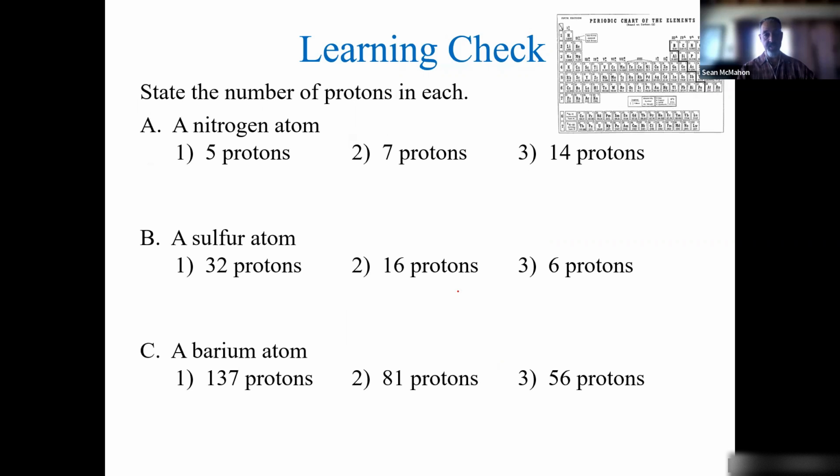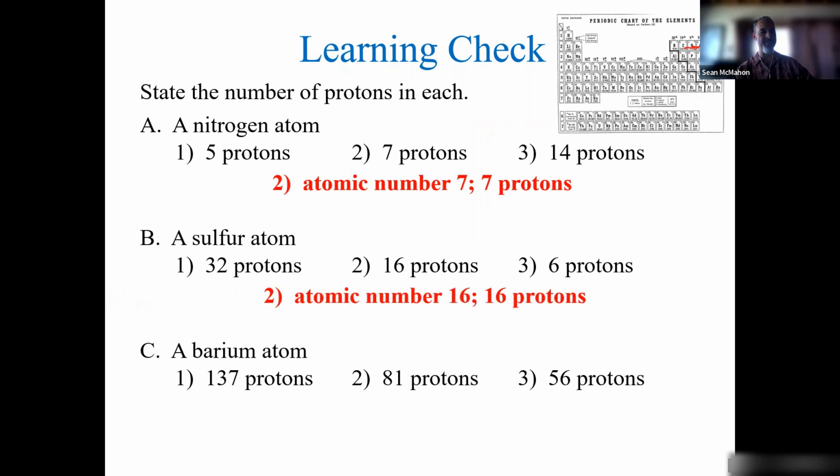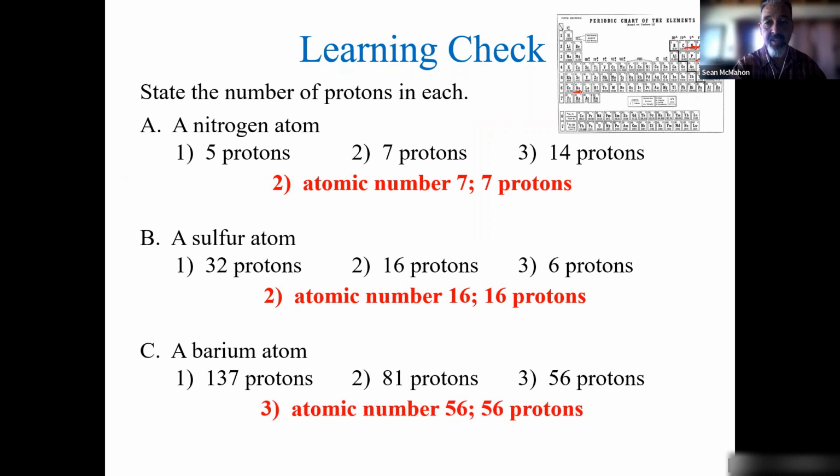So if I look, I need a periodic table, that's really small, so it's going to be hard, but I'm just letting you know that when you find nitrogen, which is over here, you're going to look and you're going to see a number, and it's got atomic number 7. So that means it has 7 protons. If you look for sulfur, I think I did this earlier, it's got an atomic number of 16. It's got 16 protons. And then barium has an atomic number of 56, so it has 56 protons.